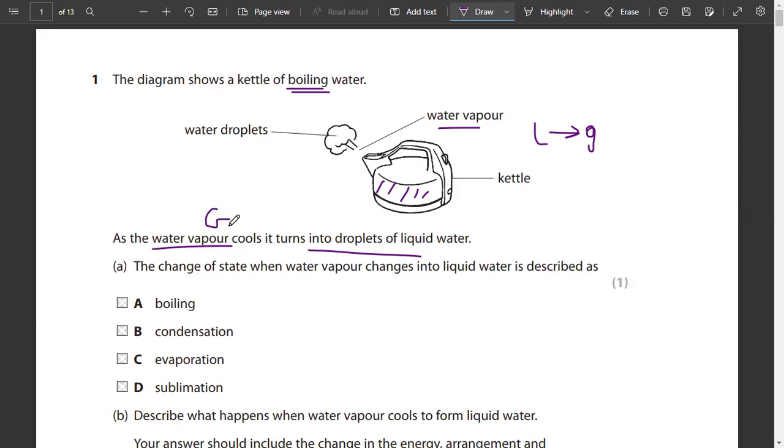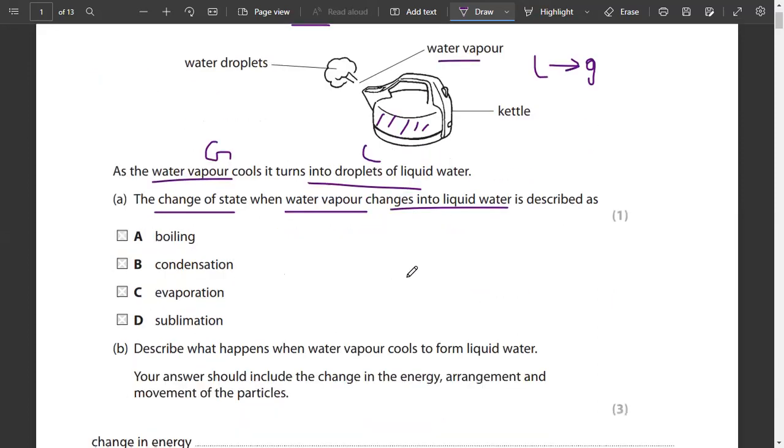वो कह रहे हैं कि जब गैस जो है वो cool होती है into liquid, the change of state when water vapor changes into liquid water is described as boiling, condensation, evaporation or sublimation. So we know कि जब gas turns into liquid, we call it condensation. So option B would be a correct answer.